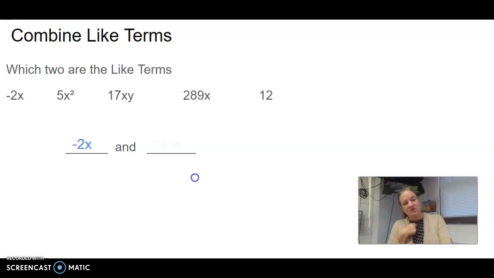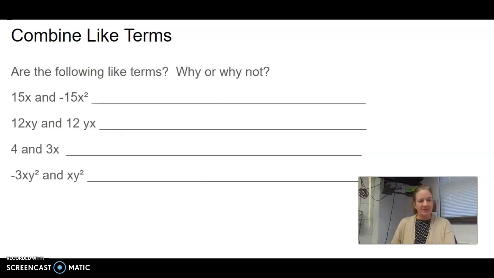So let's see what it was. Negative 2x and 289x, because they both have the same variable, raised to the same exponent. That there's no number there, so it's the ninja number 1, right? 1 sneaks in. Mathematicians are too lazy to write that down. So let's see if these are like terms, and then we're going to say why or why not.